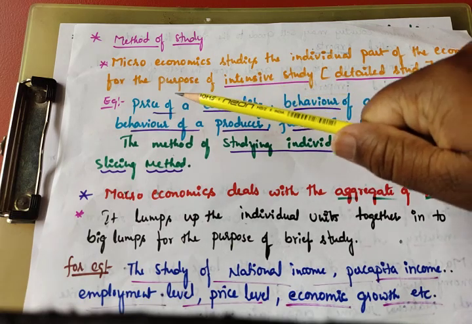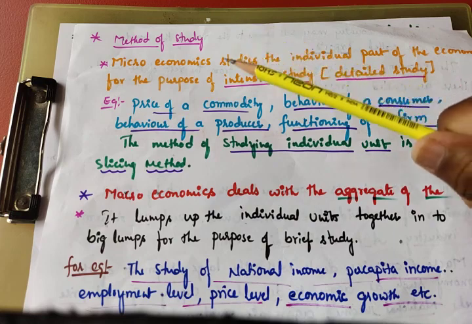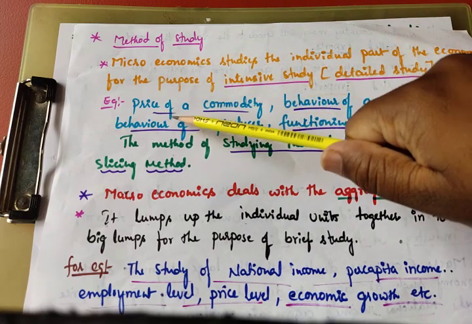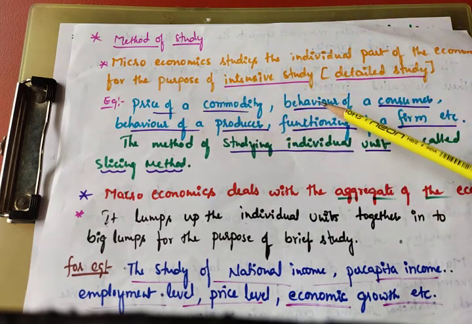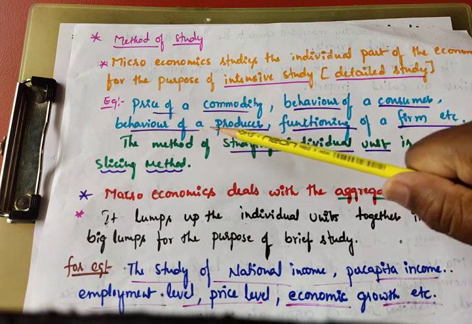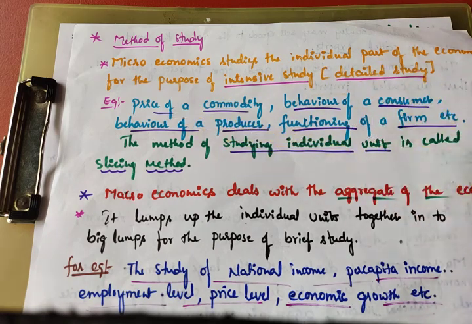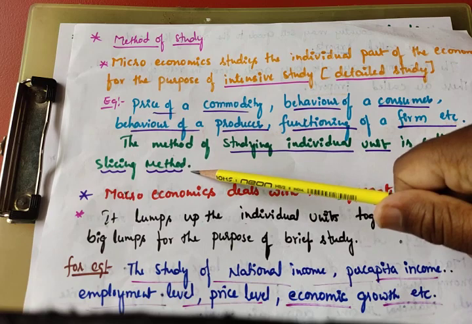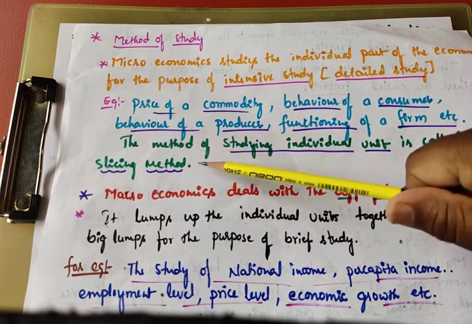For example, the price of a particular commodity, the behavior of a consumer, the behavior of a producer, the functioning of a firm, etc. And this method of studying individual units is called the slicing method. Microeconomics is called slicing, like cutting small parts, slices.